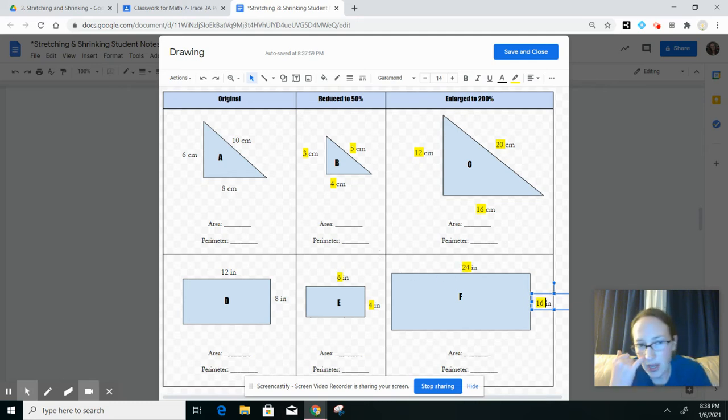All right, so let's go ahead and get into the area and perimeter work here, just because we might as well get that all done while we're working in this drawing part of our notes, and then we can close the drawing, our work will be saved, and we can move on.